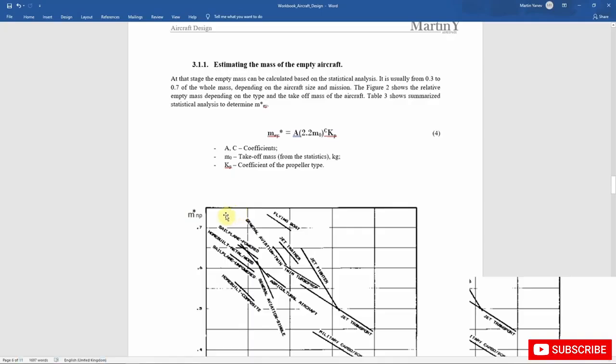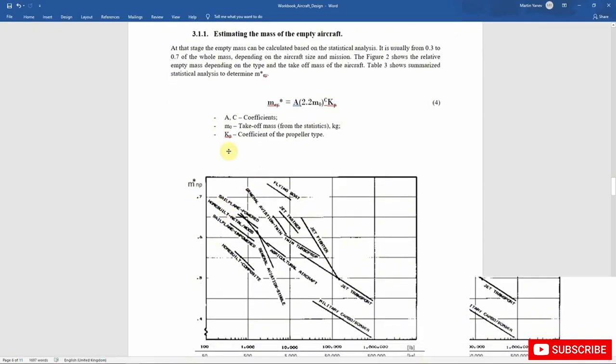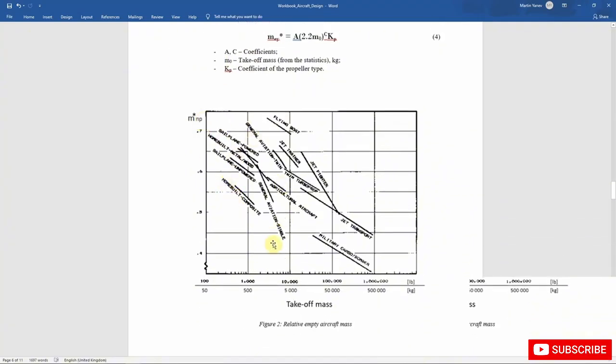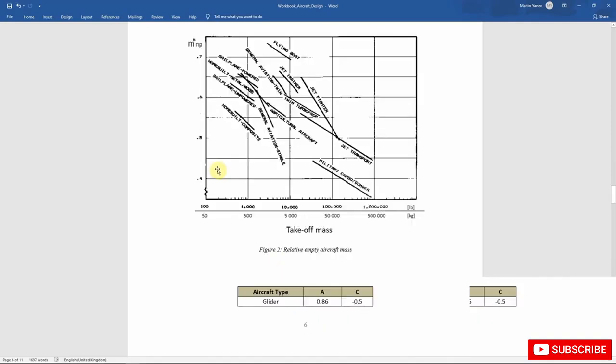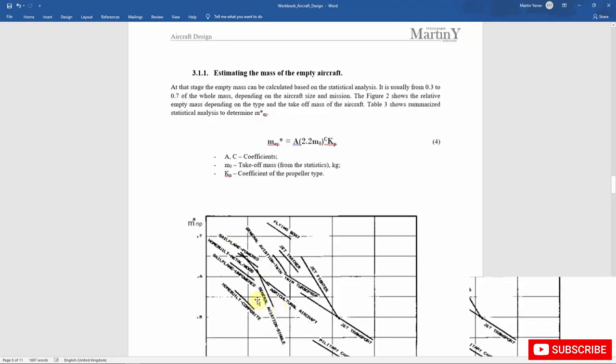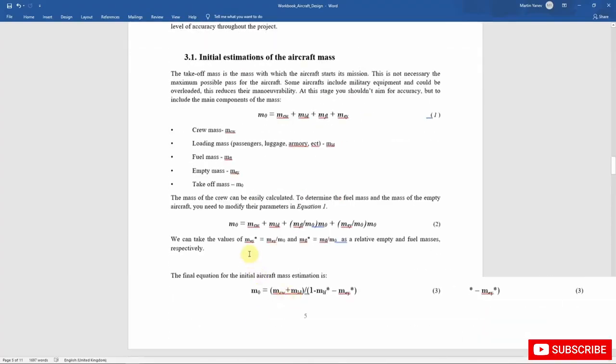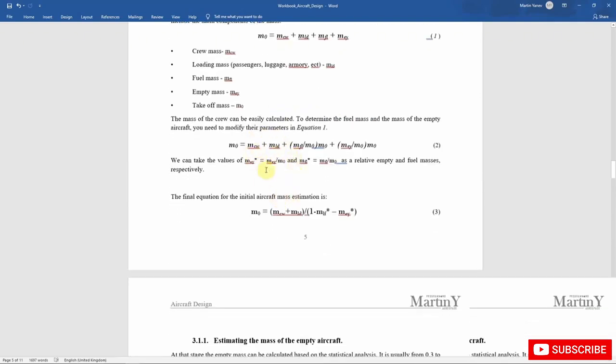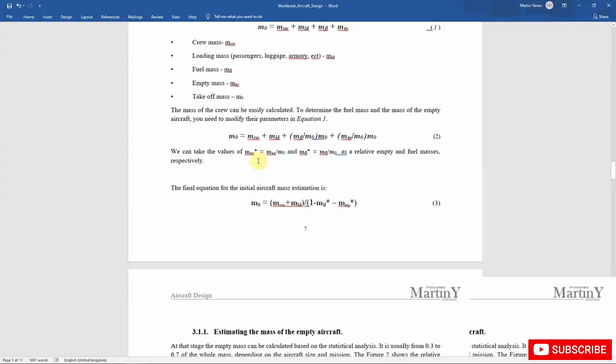Let me show you what the figures actually look like. Here you can see the exact section in our Word workbook, and this is an experimental study. What you can see is the takeoff mass of the flight versus the percentage of the empty aircraft mass. To understand this figure, I will go a little bit back in our document and show you the section initial estimations of the aircraft mass. Here you can see the same equation that we saw on the slide, but there is some additional information here. We defined two other types of masses, which are relative masses.